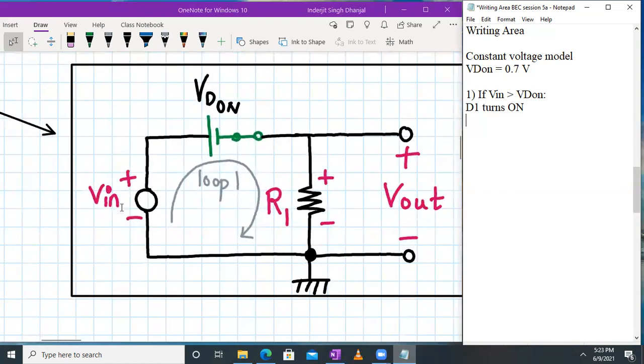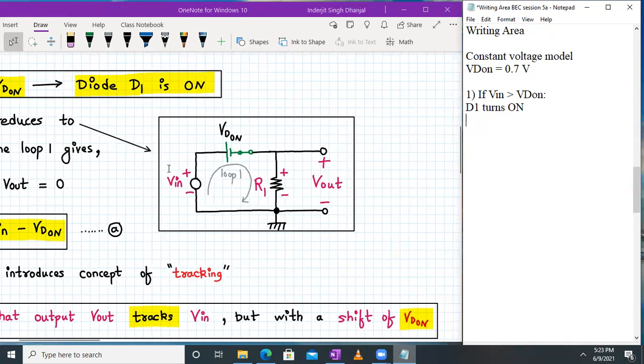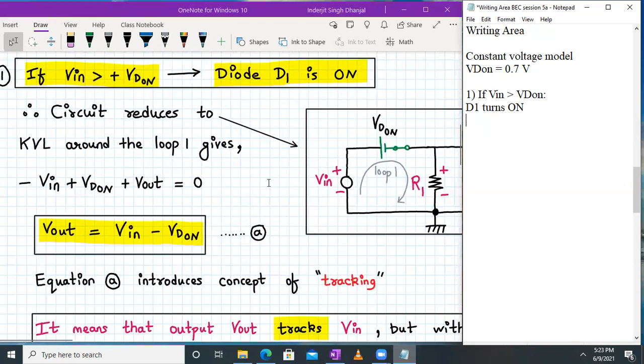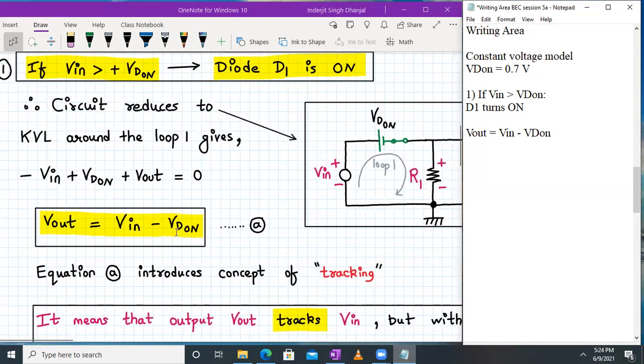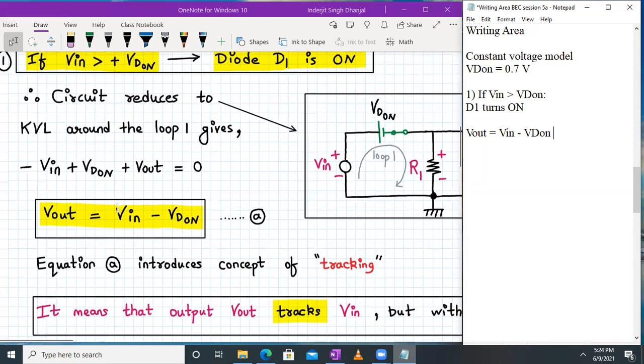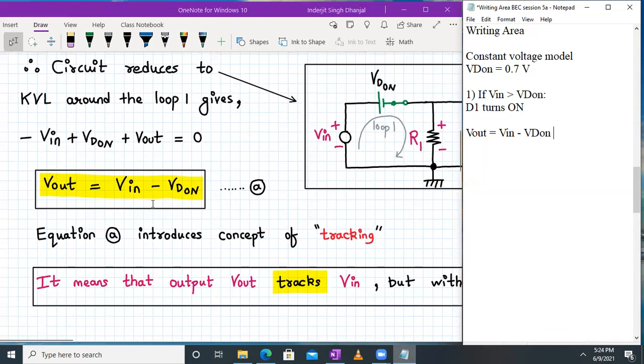What will the KVL say? Minus V in plus VD on plus V out equal to 0. So that's what we have written over here. So what is my V out now? V out will be equal to V in minus VD on. That's the equation we are getting. This equation is quite interesting. Earlier, in the case of parallel clippers, we only used to have VD on, but now we have V in also in the output expression. That means my output is following V in, but with a shift of VD on.